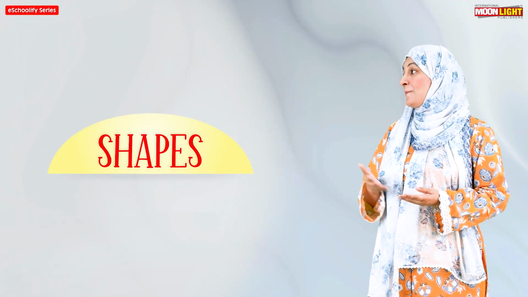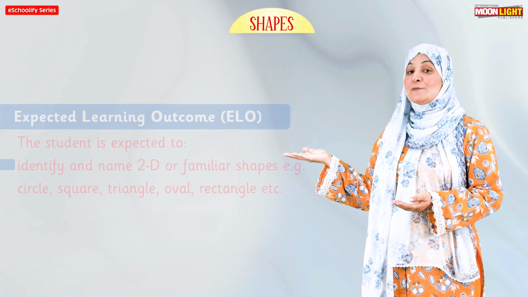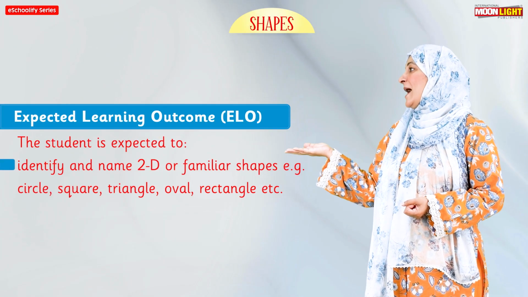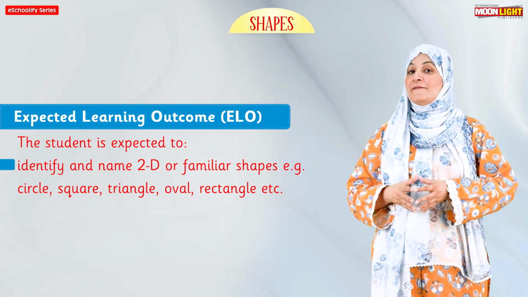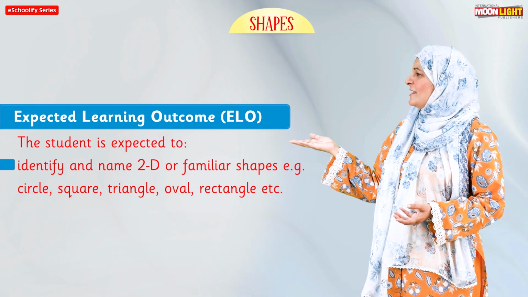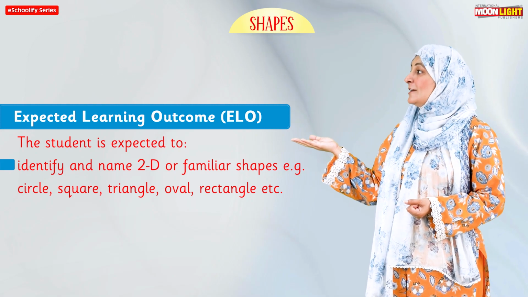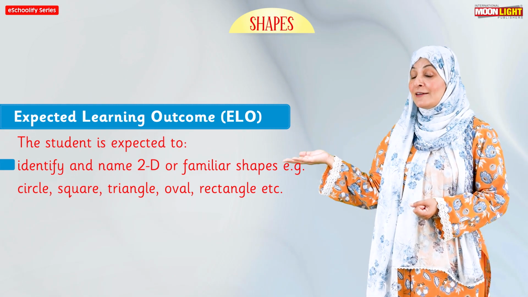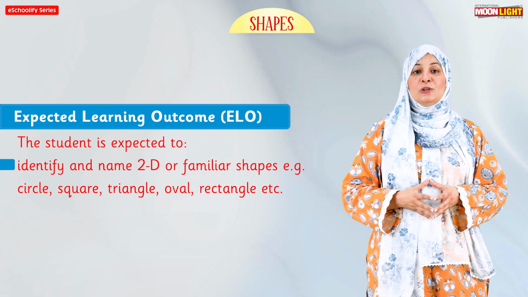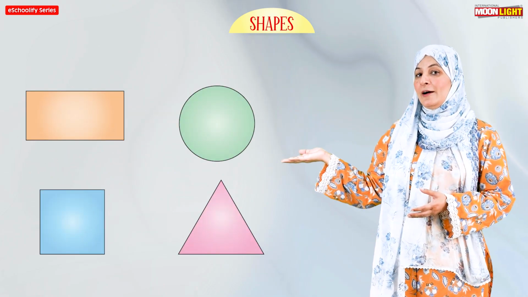Our today's topic is shapes. Expected learning outcomes are: the student is expected to identify and name 2D or familiar shapes: circle, square, triangle, oval, and rectangle. Look over here.